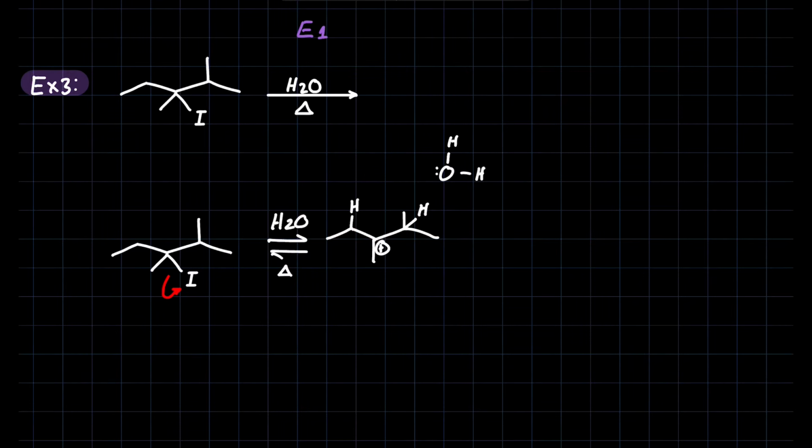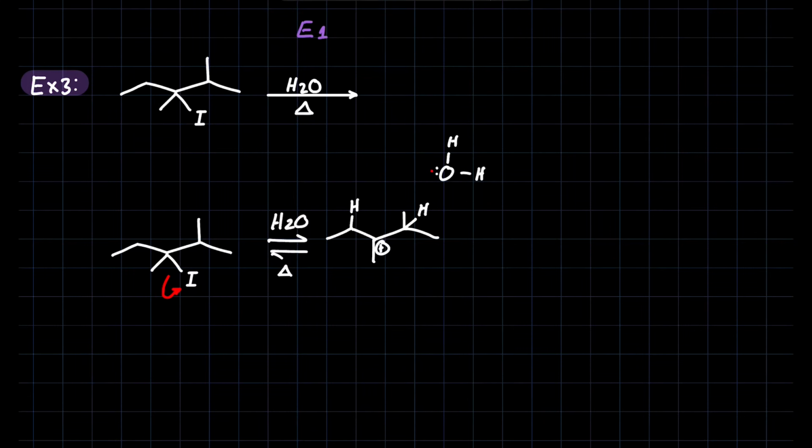But if we were to steal the rightmost hydrogen and form a double bond between these two carbons, that would mean we'd have 1, 2, 3, 4 substituents. So since the rightmost hydrogen will give us 4 substituents for our alkene, as opposed to the leftmost hydrogen only giving us 3 substituents, that means we're going to steal the rightmost hydrogen.